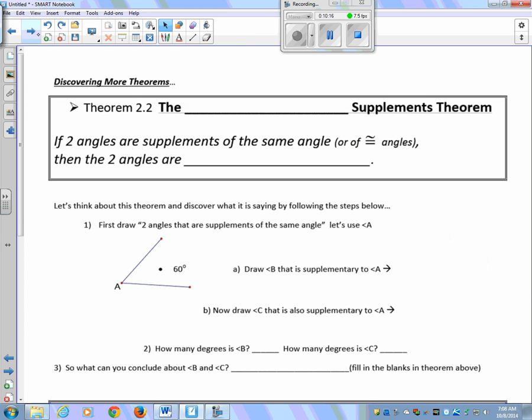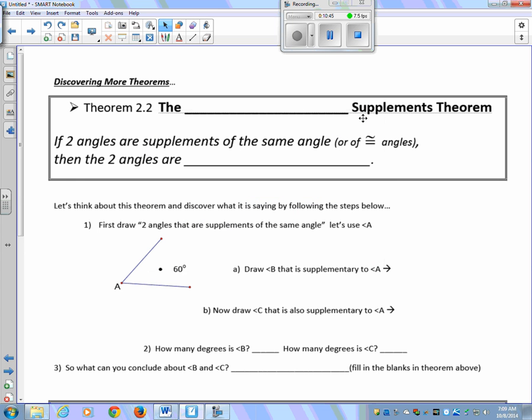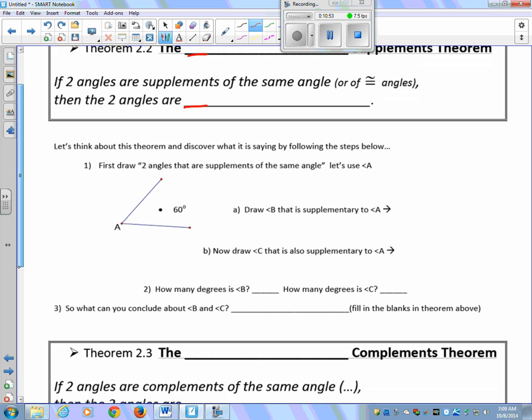Okay, hopefully we're getting the hang of these proofs a little bit, but let's look at some more theorems. Theorem 2.2 says it's the blank supplements theorem, and we're going to fill in that blank in a minute, but I want you to try to discover what that blank might be. So it says if two angles are supplements of the same angle or of congruent angles, then the two angles are blank. So that word that goes in here is going to be the same word that goes in here. Let's discover what that relationship is.